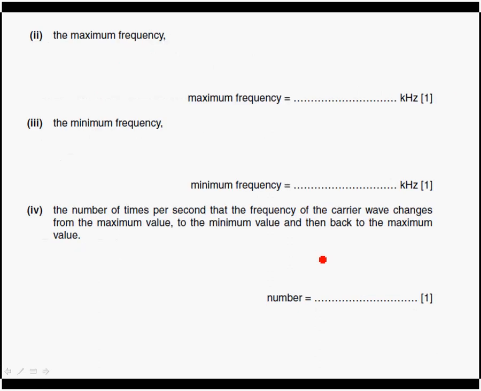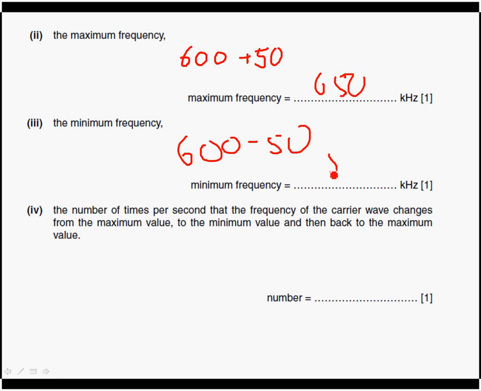Which means for my maximum frequency, the carrier wave should change by 50. Carrier wave is 600. It should change by 50, meaning it should increase by 50 or decrease by 50. So those are your answers: 650 and 550 there.